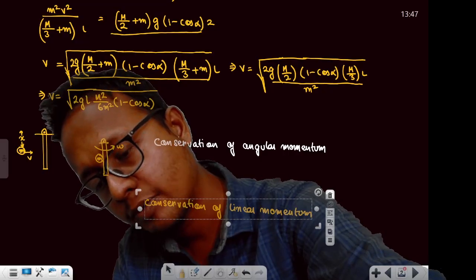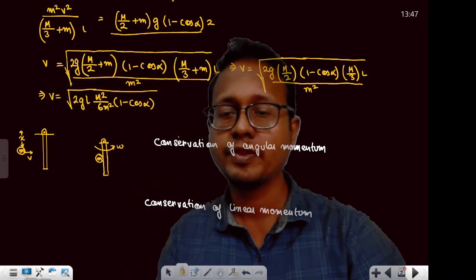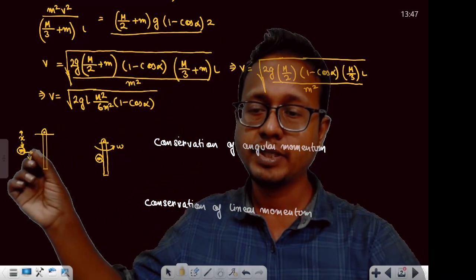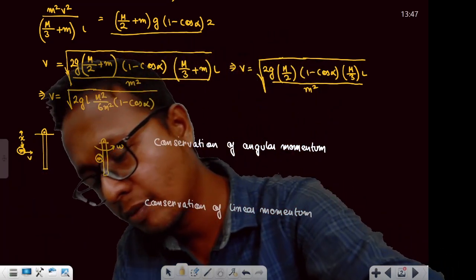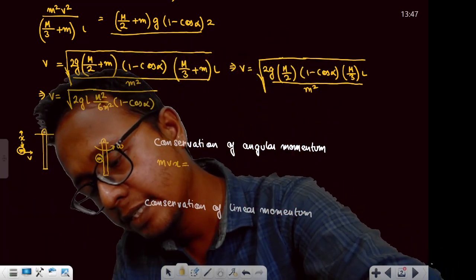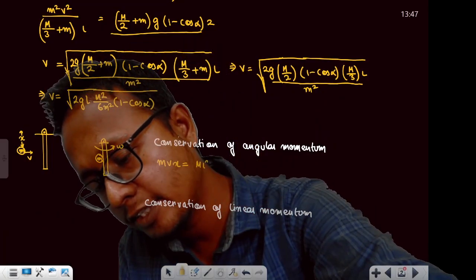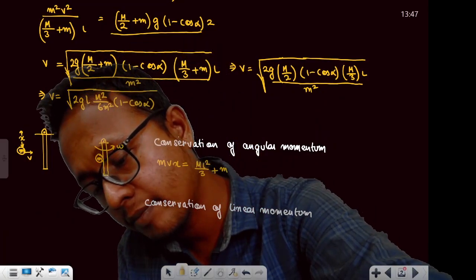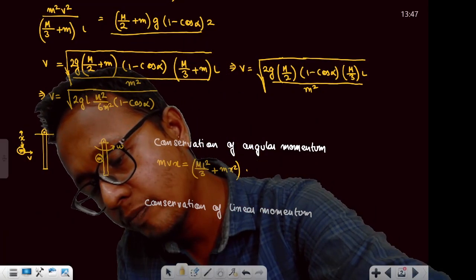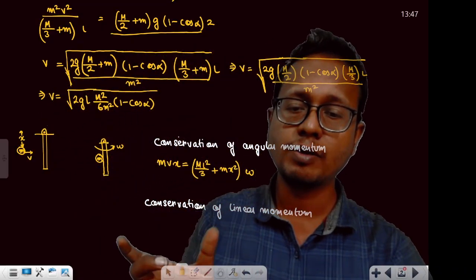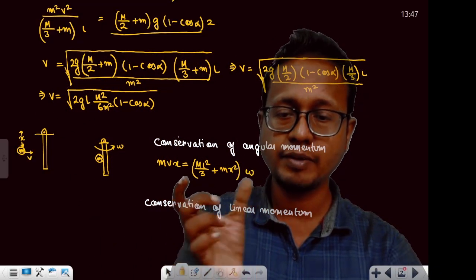How? Let me make the equation. Conservation of angular momentum. Initial angular momentum about the hinge is nothing but m into v into x. So m v x is equal to the final angular momentum, I into omega. I is nothing but M L square by 3 plus m into x square, into omega. This is the final angular momentum.